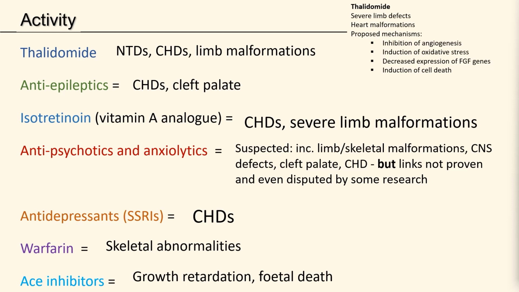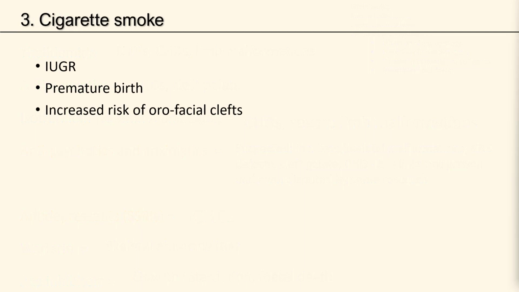Let's move on and have a look at number 3. Cigarette smoke can lead to intrauterine growth retardation, premature birth, and increased risk of orofacial clefts. And this is because the chemicals ingested from the cigarette are able to cross the placenta and be absorbed by the fetus. Even passive smoking has been shown to induce the same congenital defects, which is another reason why smoking in public spaces was banned.